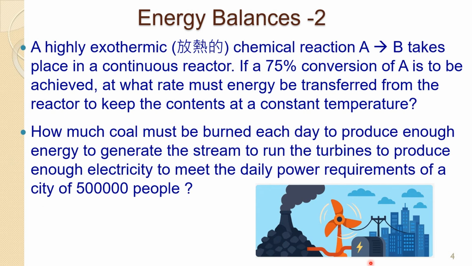And then there is an exothermic chemical reaction A to B. This is a chemical reaction, and it releases energy. Taking place in a continuous reactor, if a 75% conversion of A is to be achieved, at what rate must energy be transferred from the reactor to keep the contents at a constant temperature? So this is another question: if the conversion from A to B is 75%, how can you control the temperature?